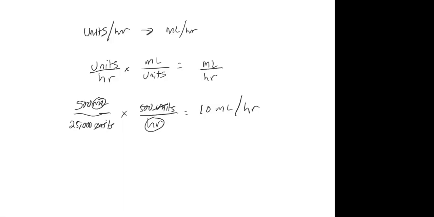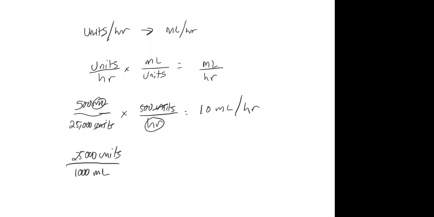Now, what if the question had said something like this? There's 25,000 units in 1,000 milliliters IV, and it's to infuse at 200 units per hour. I would still set this up in the exact same way. What happens though is, I think a lot of times people will say, oh, well, they mentioned units first, so that means I need to write this as 25,000 units per 1,000 ml. Now, if you do that, you're not wrong.